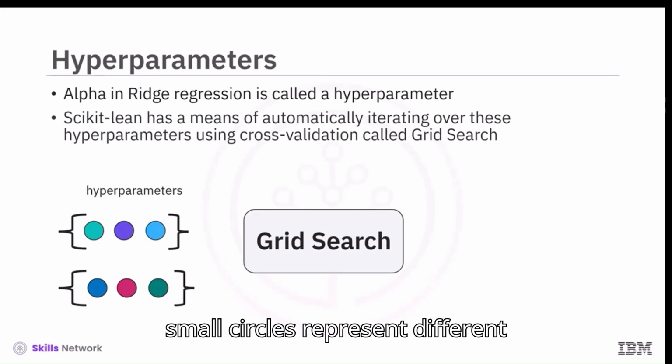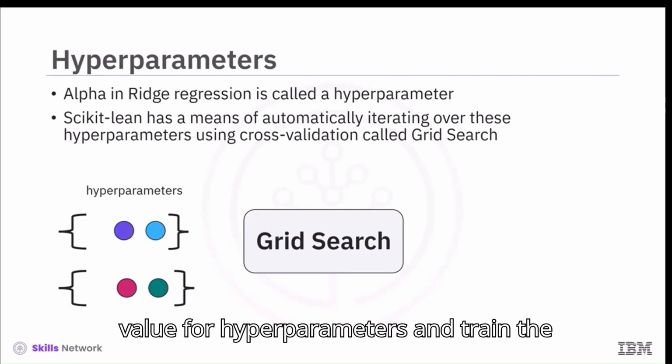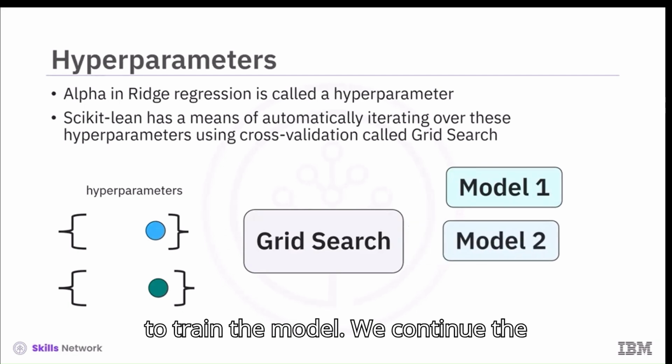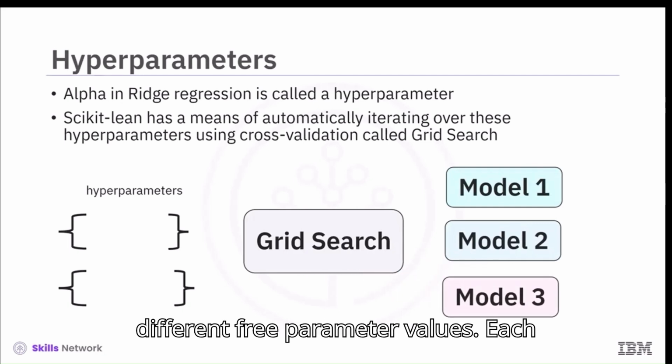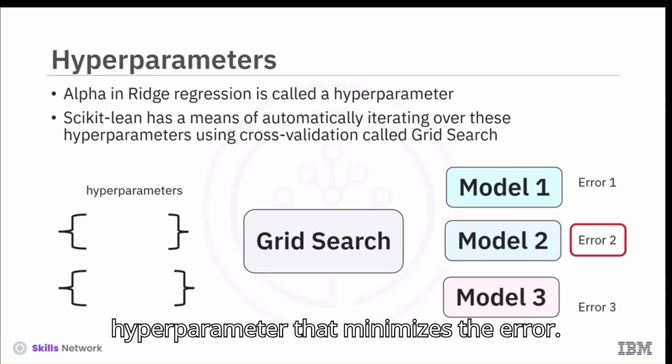Let the small circles represent different hyperparameters. We start off with one value for hyperparameters and train the model. We use different hyperparameters to train the model. We continue the process until we have exhausted the different free parameter values. Each model produces an error. We select the hyperparameter that minimizes the error.